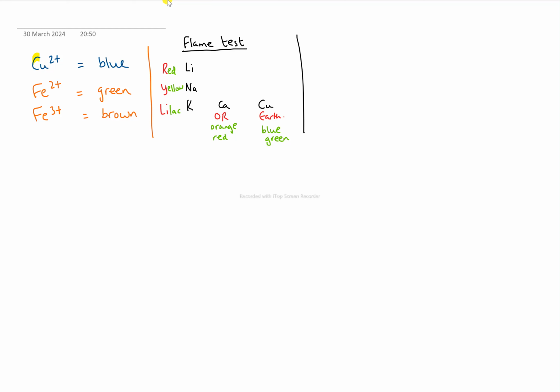We've got the test for hydrogen. The test for hydrogen is place a lit splint near the test tube and you get a squeaky pop.